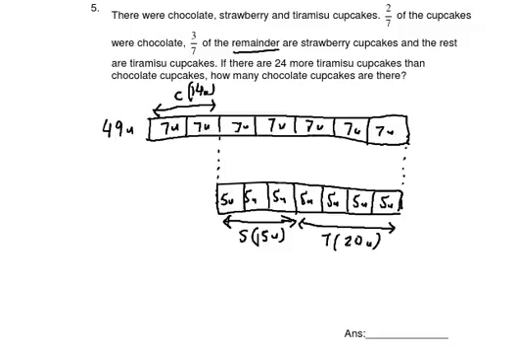Okay. Now, so my model is kind of complete already, right? So the question, if there are 24 more tiramisu cupcakes than chocolate cupcakes. Now, tiramisu cupcakes, Kaylin, how many units? 20 units, right? Then chocolate cupcakes, Charlotte, how many units? Okay, so what's the difference in the number of units for these two types of cupcakes, Alexis? 6 units, right? So 20 units and 14 units, isn't it 6?